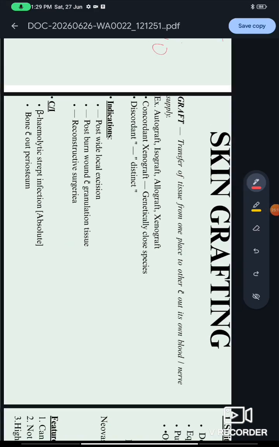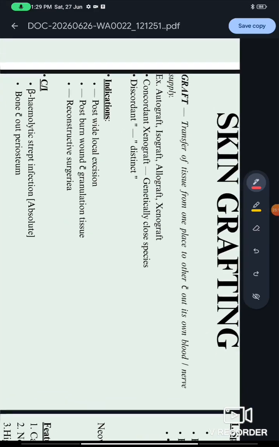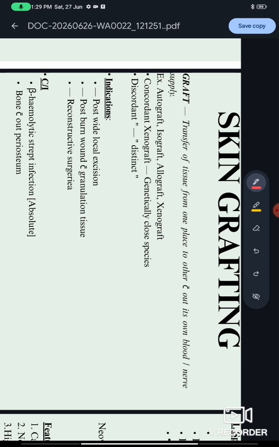Moving further, let us briefly discuss skin grafting. Skin grafting is as such not very important. The basics of the grafting are not important. The types of graft are more important. Coming to what is graft. So graft is basically transfer of tissue from one place to another without its own blood supply or nerve supply.